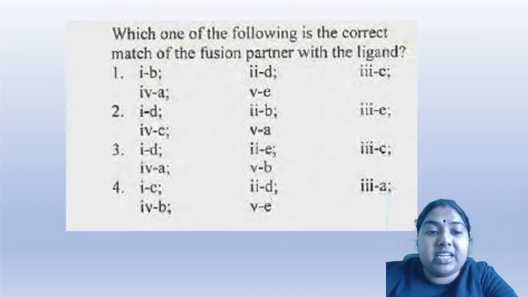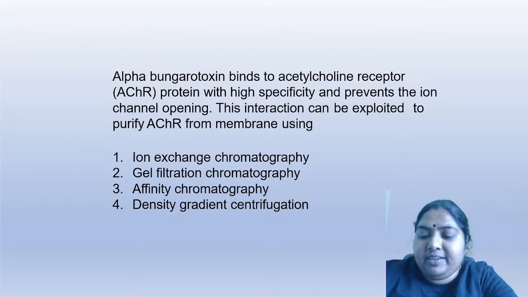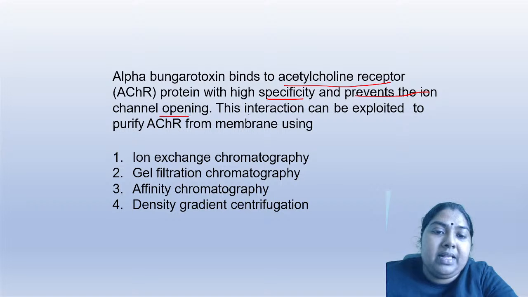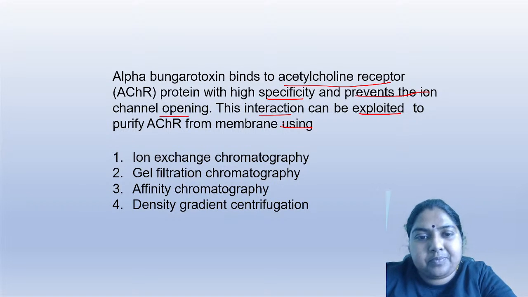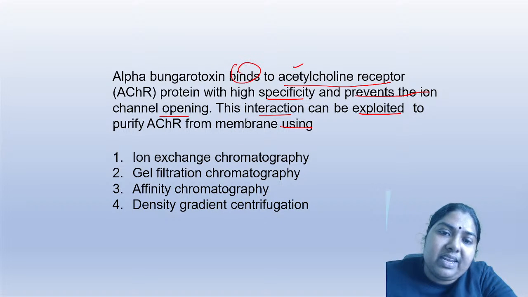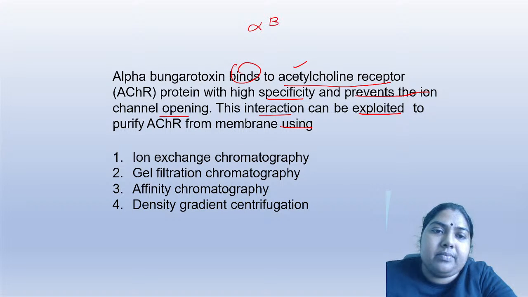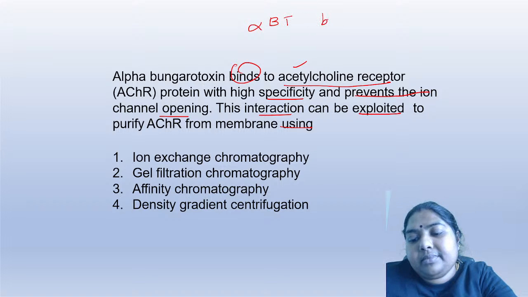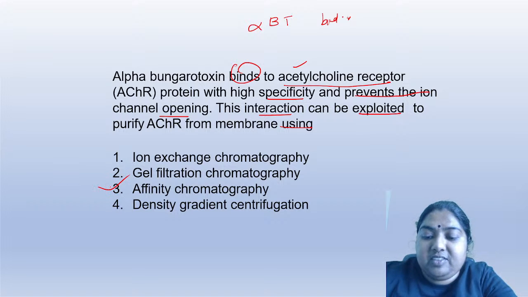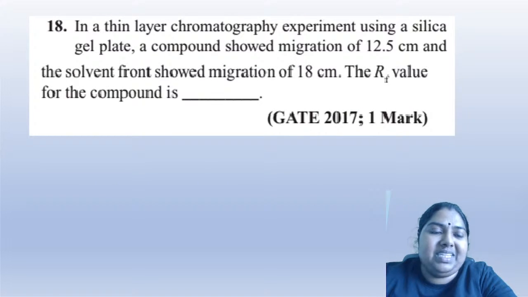Okay, so this is how every year questions are being asked. Shall we do a few more questions? Everybody is ready? Alpha bungarotoxin binds to acetylcholine receptor, which is highly specific, and it prevents the ion channel opening. This interaction can be exploited using which of the following methods? It binds to acetylcholine receptor. If it is binding to, absolutely, affinity should be the answer.